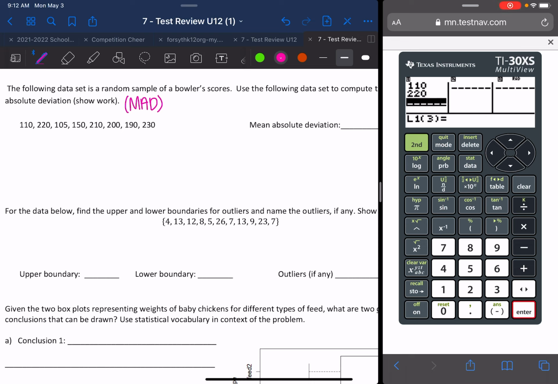110, 220, 105, 150, 210, 200, 190, and 230. When we do this, we'll calculate the mean. Our mean here is 176.88.